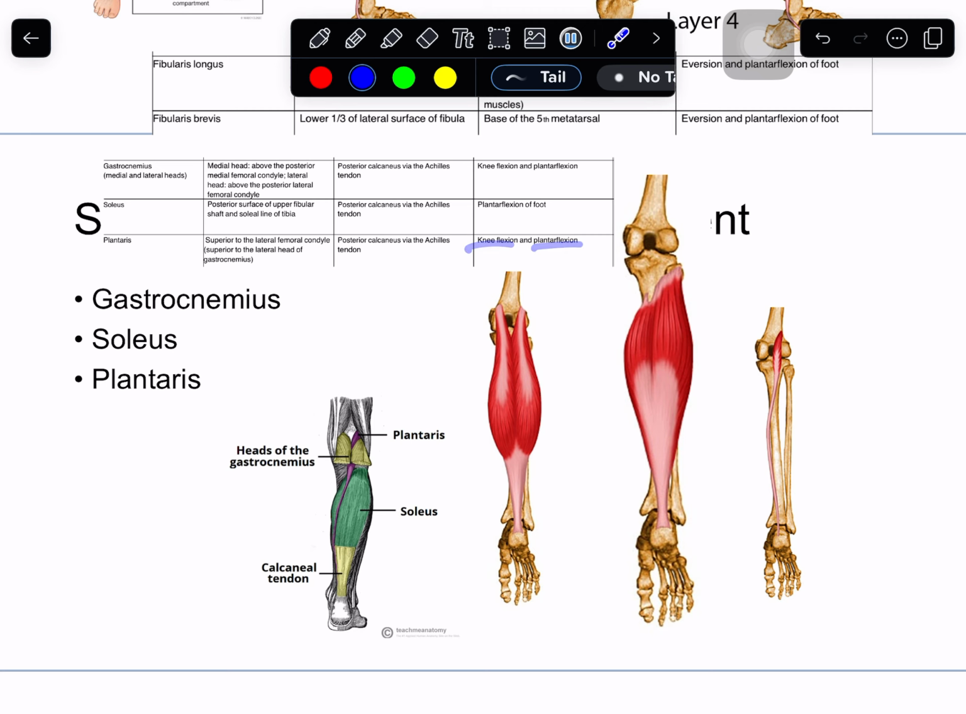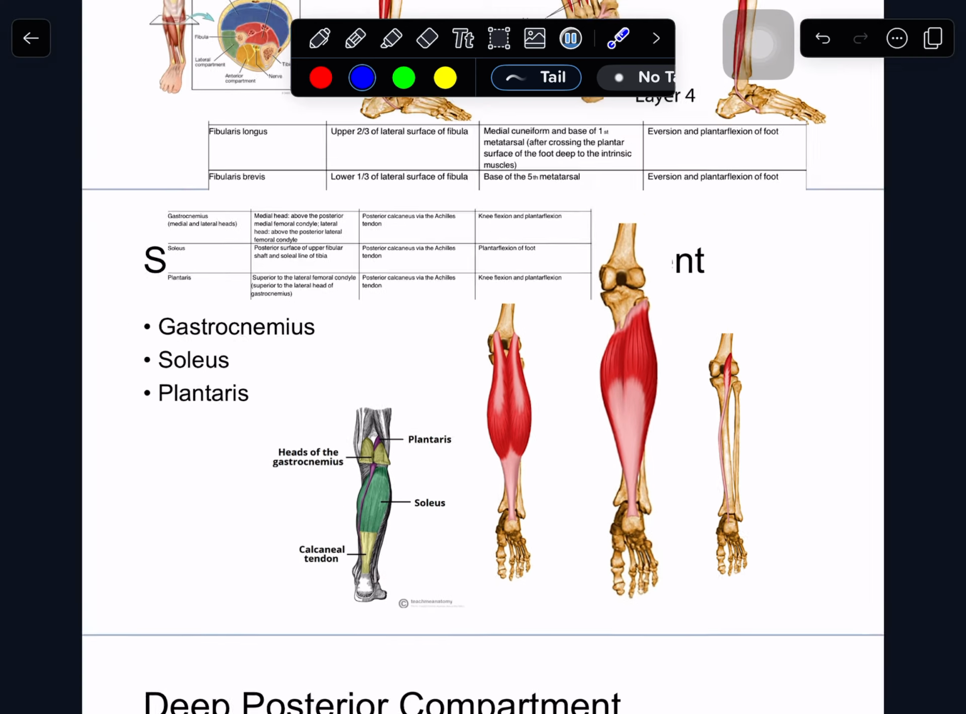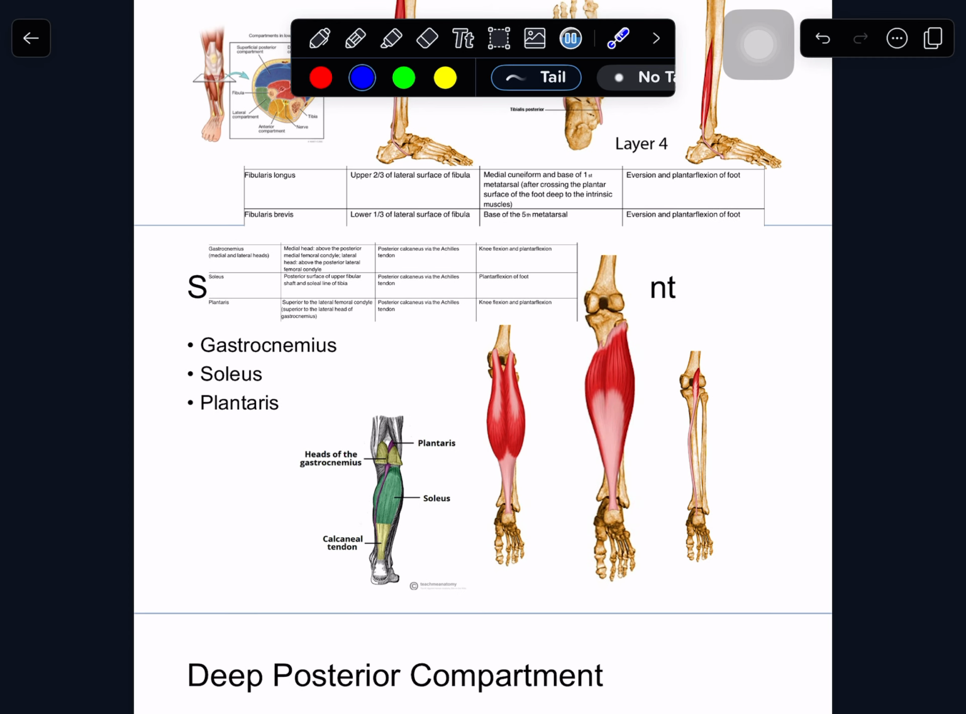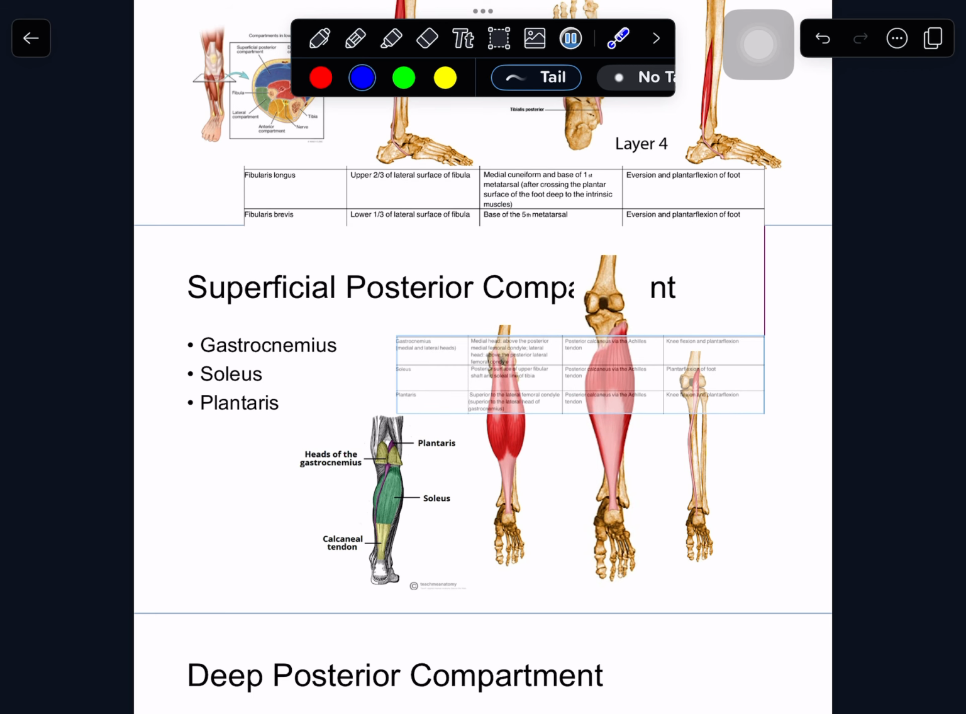but it's very, very weak at that. We don't use it for too much. So when we take it out, it's not really missed. We don't really miss it. But again, this is our superficial posterior compartment comprised of those three muscles.